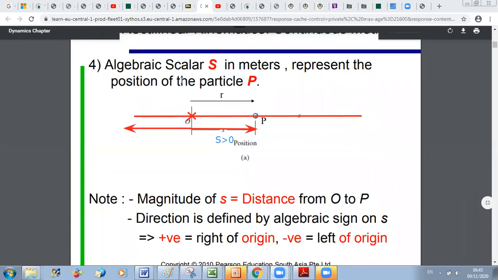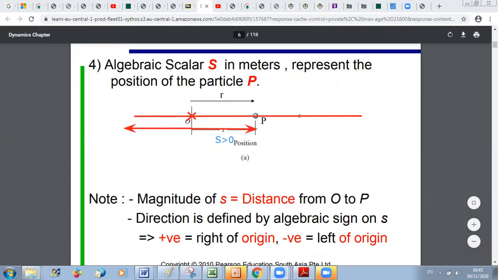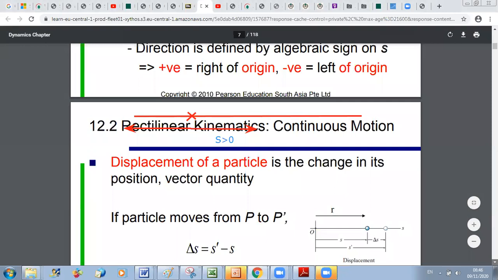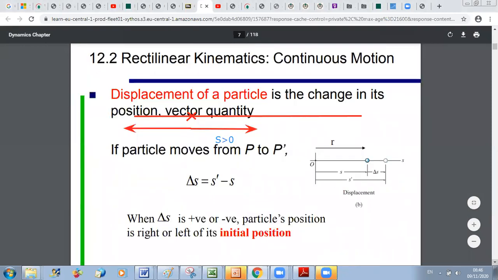I can define velocity based on this. First, velocity is related to displacement. Displacement is the change in position. So if I want to calculate displacement from 2 points, 1 and 2, delta S between 1 and 2 is simply S2 minus S1, the variation from a certain position to another one.